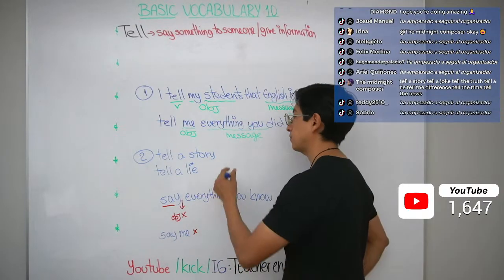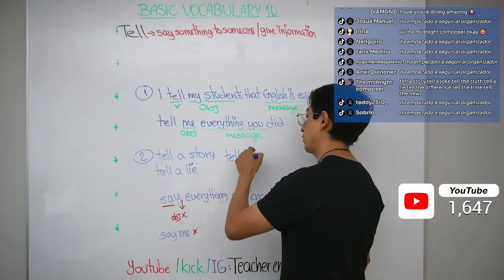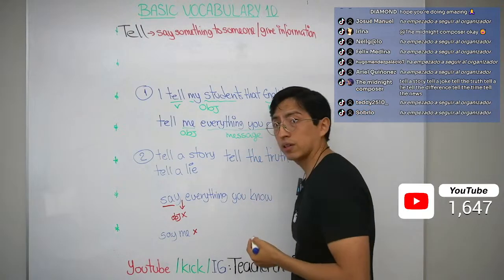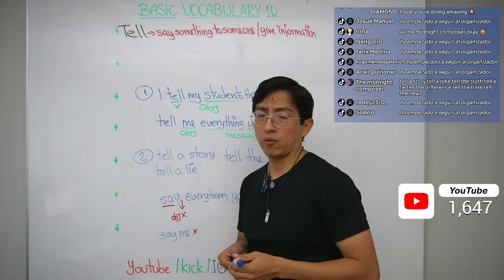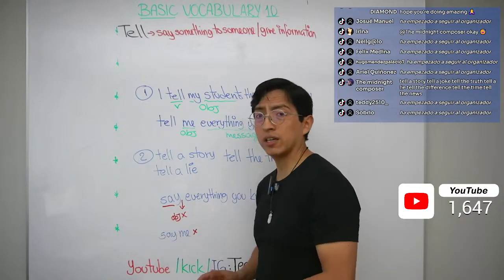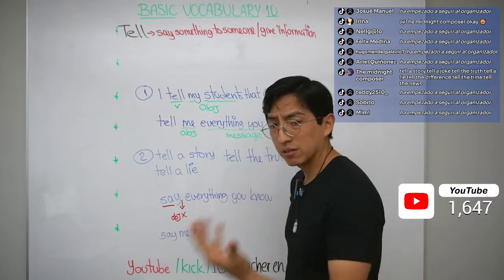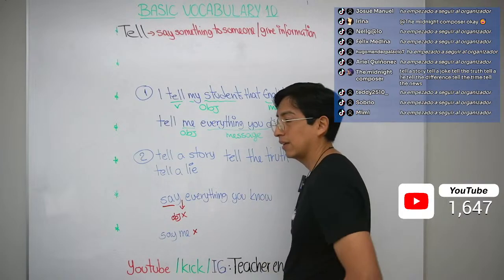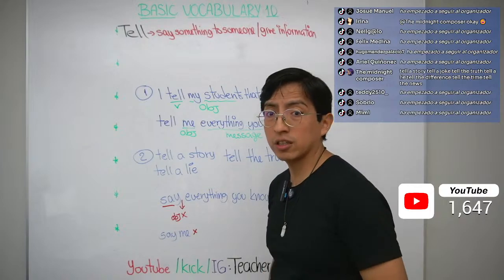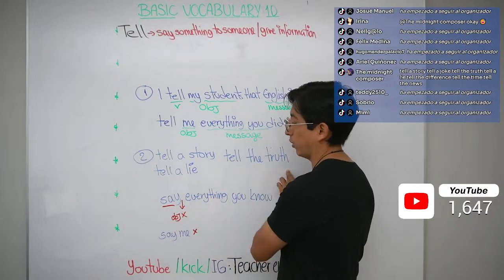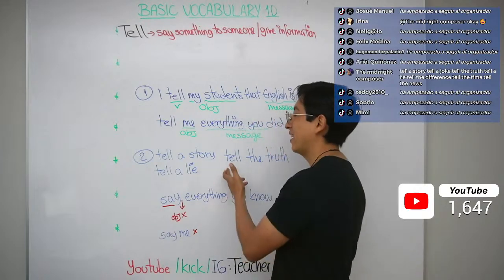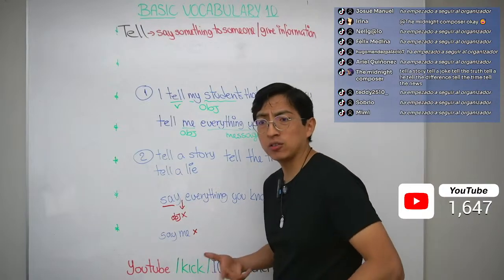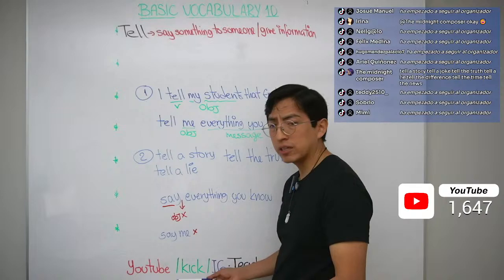Other collocation. Tell the truth. Okay, tell the truth. You can say, tell me the truth. Why did you do that? Okay, or why did you lie? Tell me the truth. Yes, that's another collocation that you can use. We never say the truth. No, okay? Tell me the truth. Okay, what happened? I don't know what happened. Tell me the truth. Tell me what really happened.